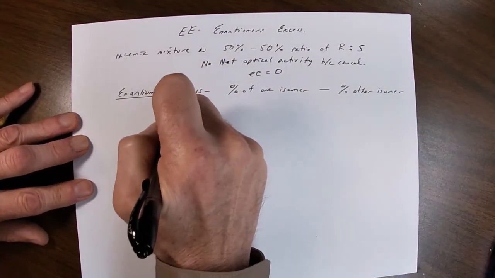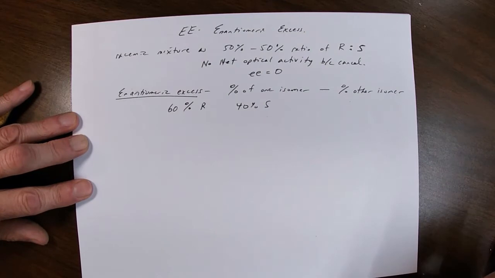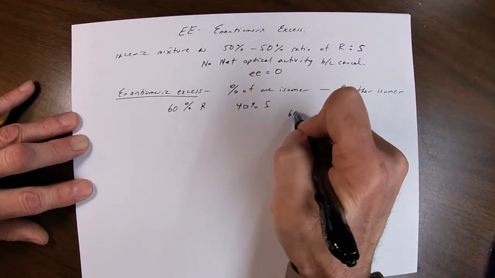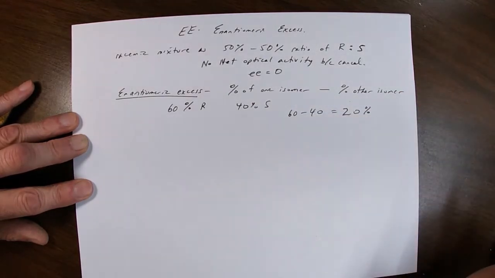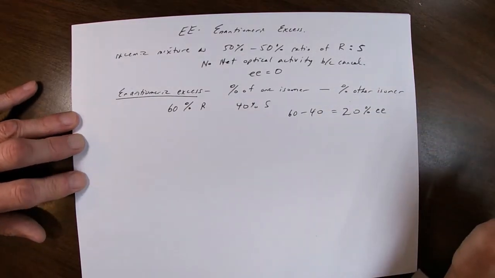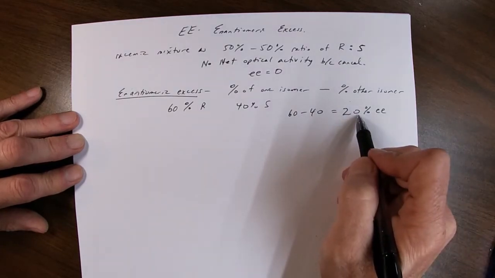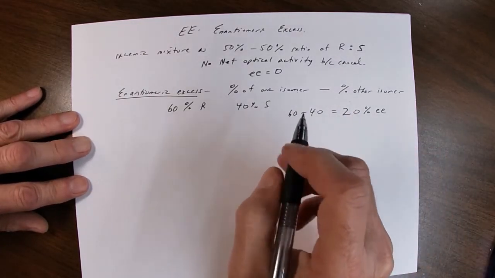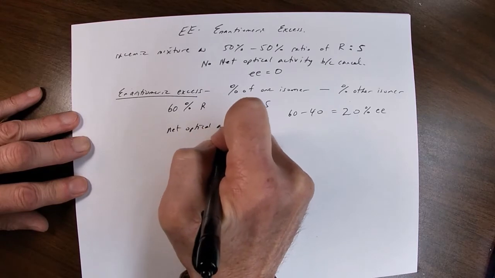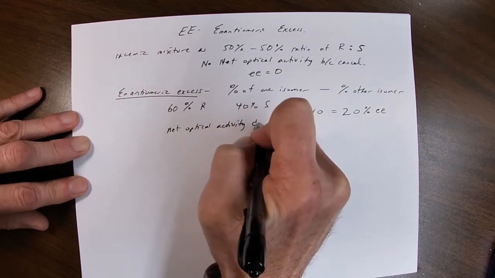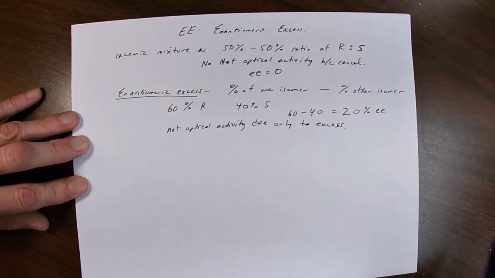Okay, let's say we had 60% of the R isomer and 40% of the S isomer. 60 minus 40 would give me 20. So I have a 20% enantiomeric excess of one isomer over the other. Now, because this one isomer is in excess over the other isomer, this does have a net optical activity, due only to the excess.